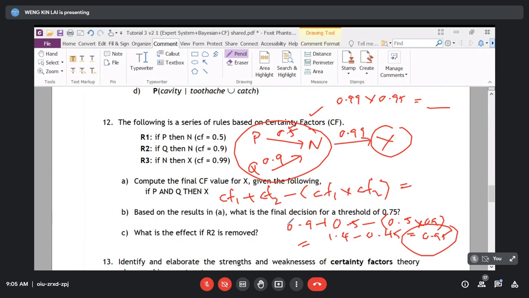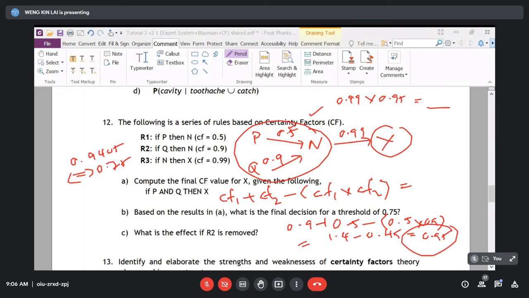Now, the next part is, based on this, what is your final decision if the threshold for X is 0.75? So you compare 0.9405 against your 0.75. The final decision is yes, proceed, act on the decision. X is indeed true. It's higher than your 0.75, which is your threshold, right?